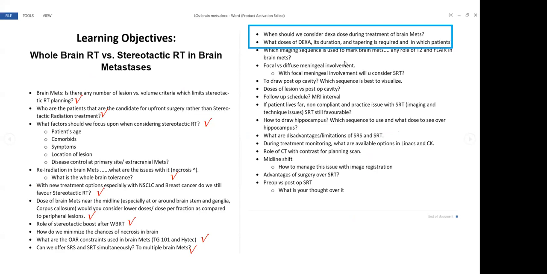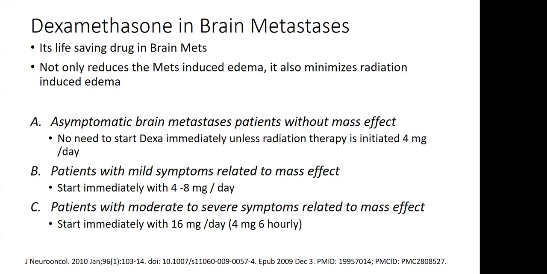Okay, so when should we consider DEXA dose during treatment of brain mets, and what doses of DEXA, duration, and tapering are required in a patient? It's a very difficult topic. Basically, generally we try to avoid this. If we have a medical oncology or the palliative care team available with us, we always push our patient to go with them. But generally, if we have to do it, because when I was in Savannah, we used to prescribe dexamethasone on our own, and so usually we don't just give the full doses to all the patients.